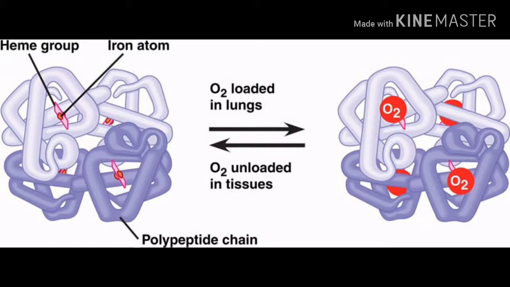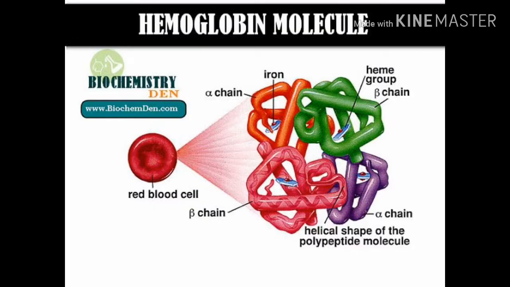Its main function is to transport oxygen to the tissues and carbon dioxide from tissues to the lungs. At high oxygen pressure, meaning when a person is exposed to oxygen, hemoglobin has a high affinity for oxygen. And at low oxygen pressure, hemoglobin has a low affinity for oxygen and therefore releases the oxygen to tissues.